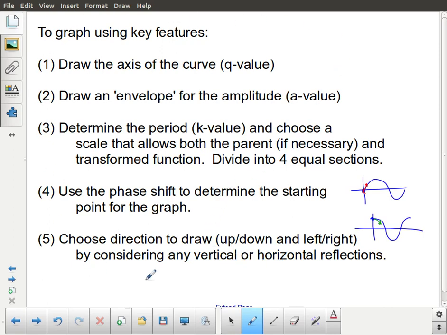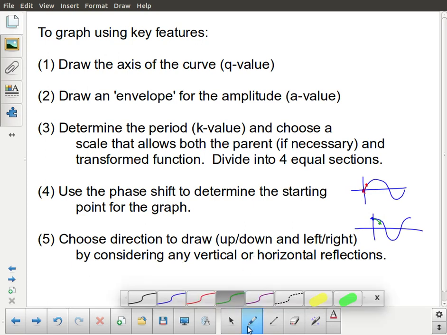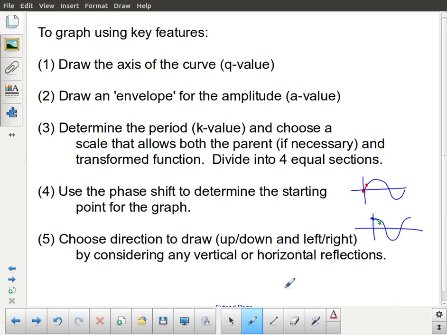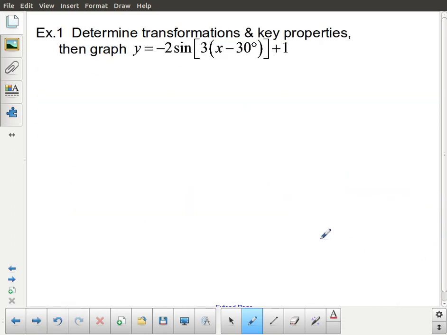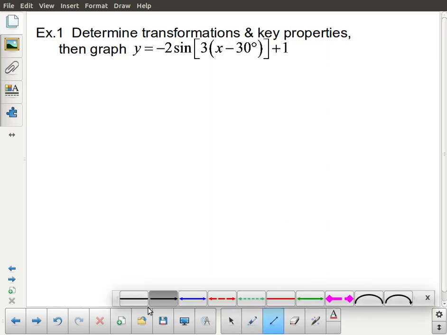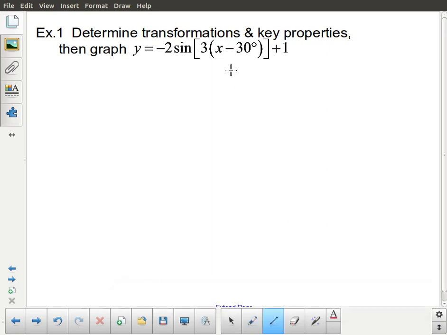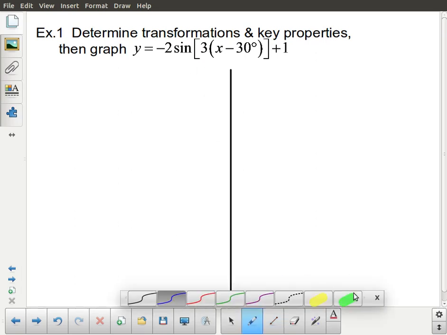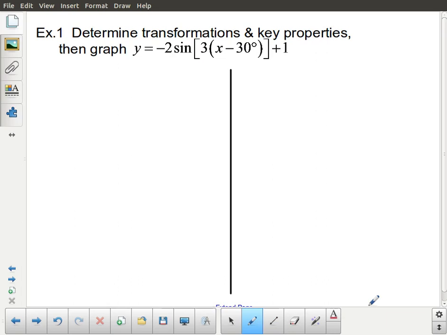Speaking personally, I find that graphing by these key features is generally what I prefer. I find it quicker and easier to set things up this way, and I hope you'll agree. But if you don't agree, you can, of course, always use transformations. Okay, so the first thing I want to do, just as a side-by-side comparison, I want to determine transformations and key properties for this function. It's not trivial. I've put in every type of transformation, A, K, P, and Q.